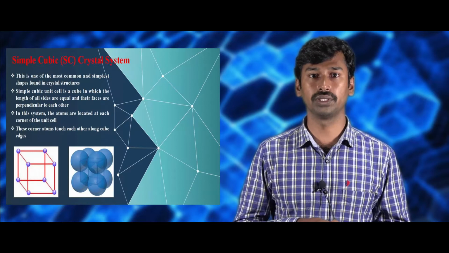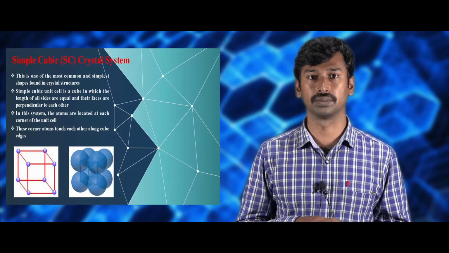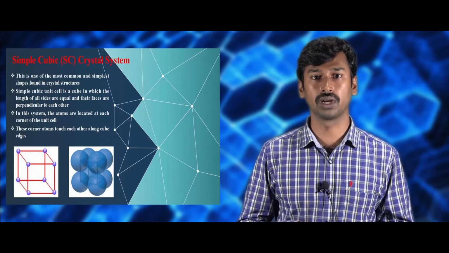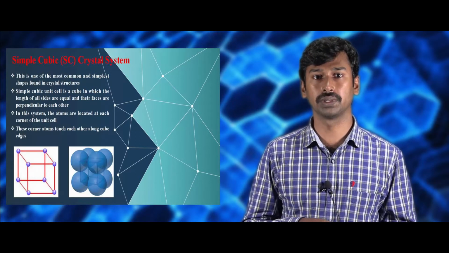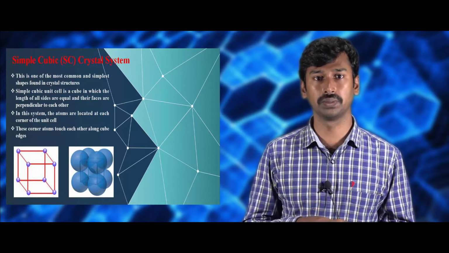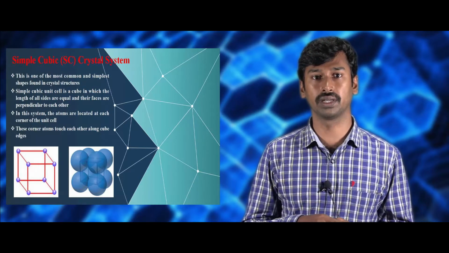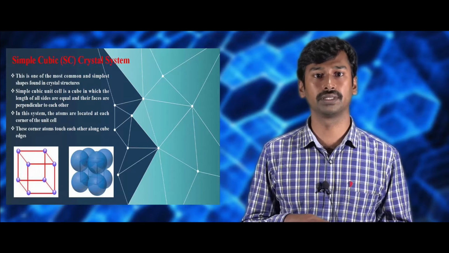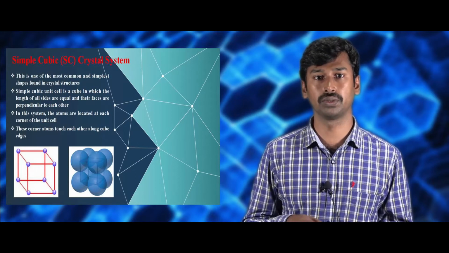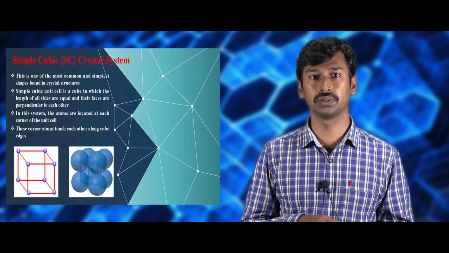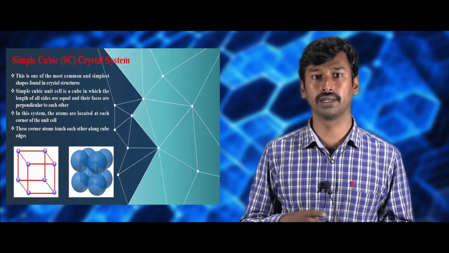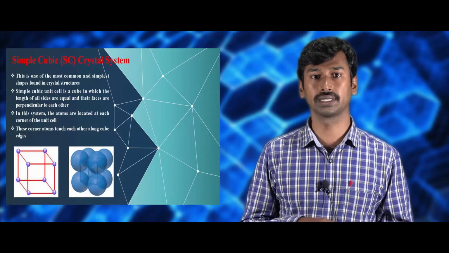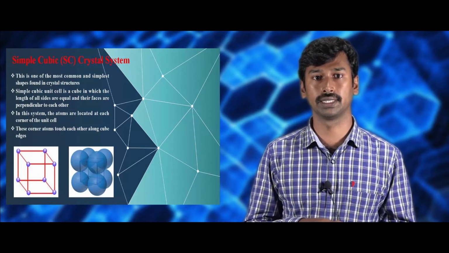Now we are going to see the simple cubic crystal system. It is one of the most common and simplest shapes of the crystal systems. The simple cubic crystal system is a cube in which all sides are equal in length and the faces of the unit cell are perpendicular to each other. In the simple cubic crystal system, the atoms are arranged at the 8 corners of the unit cell. These corner atoms touch each other along the edges of the unit cell.